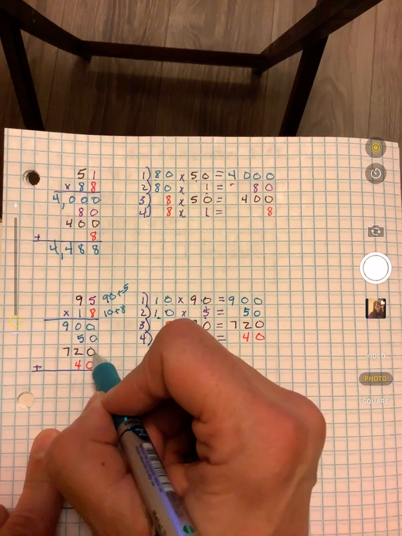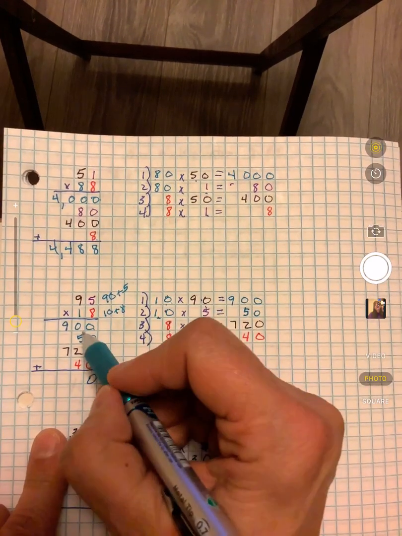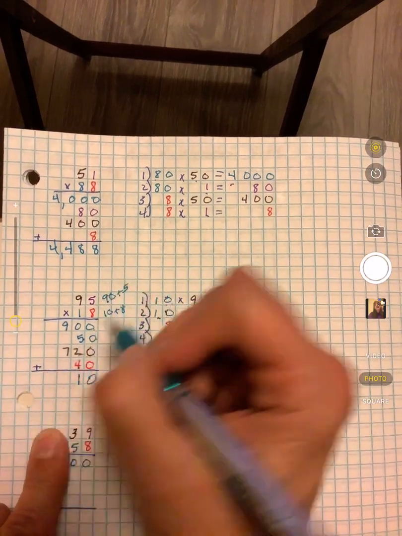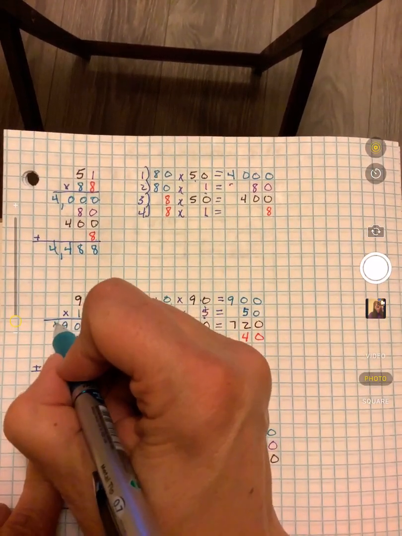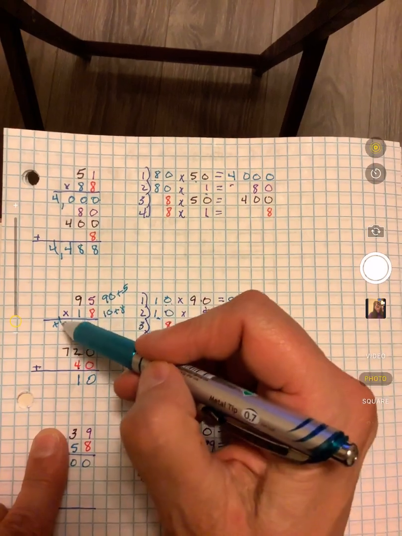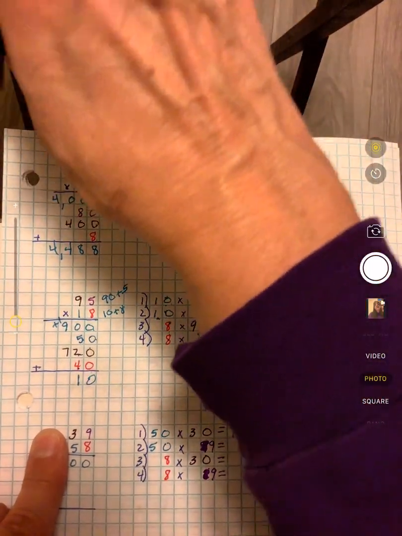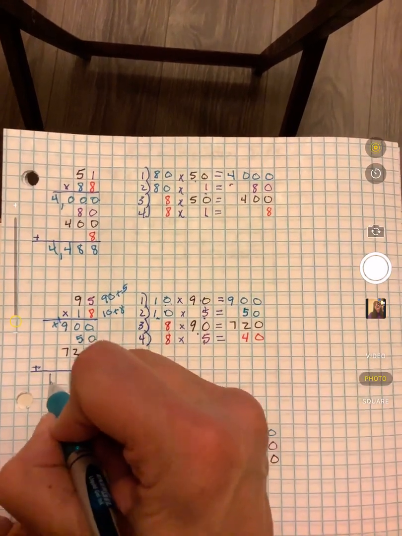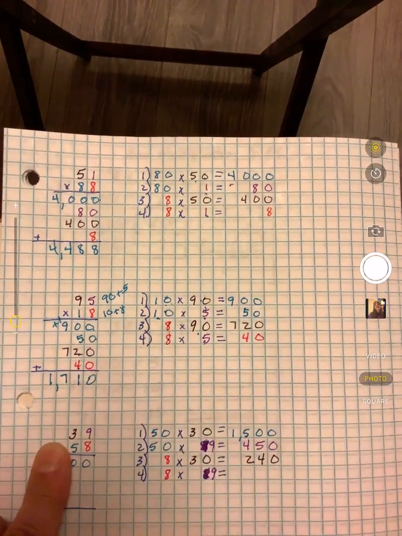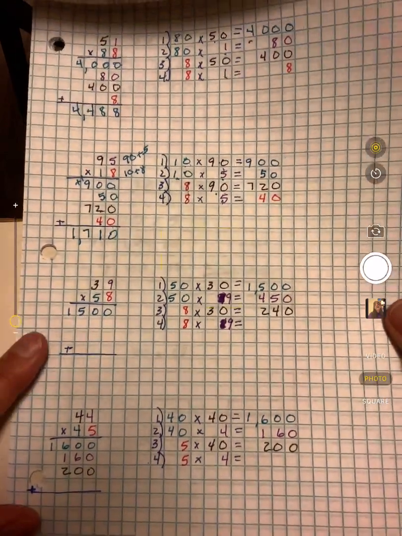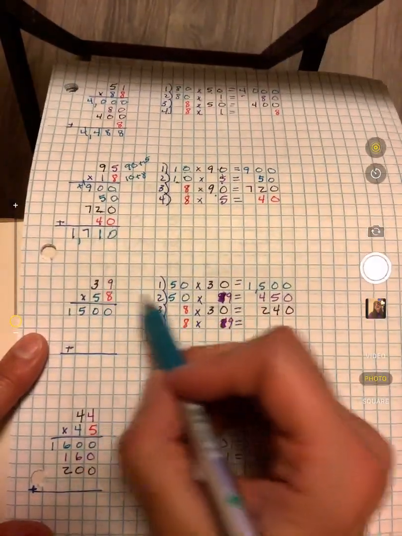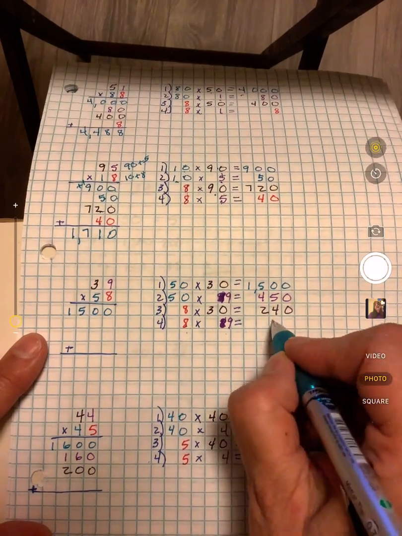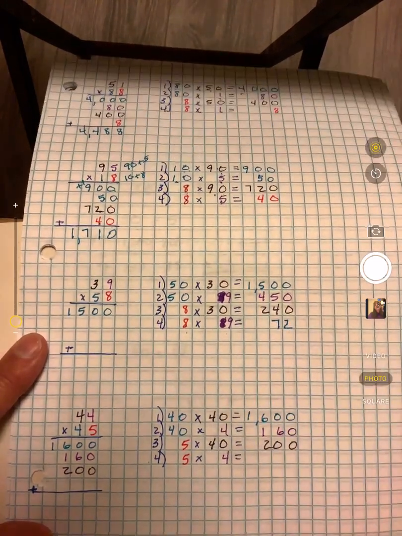So 0 plus 0 plus 0 plus 0 is 0. 5 plus 2 plus 4 is 11. We carry our 1. 1 plus 9 is 10, plus 7 is 17. Okay? 2 more problems, then we'll look at IXL. We break it up like this. We only have to do this. 8 times 9, 72. Whoops.